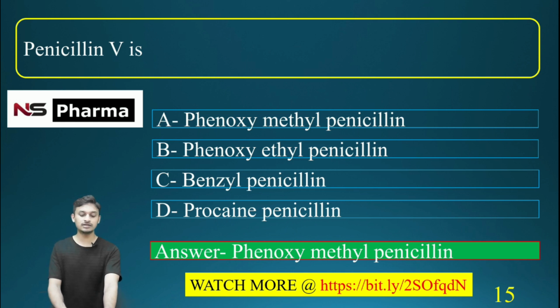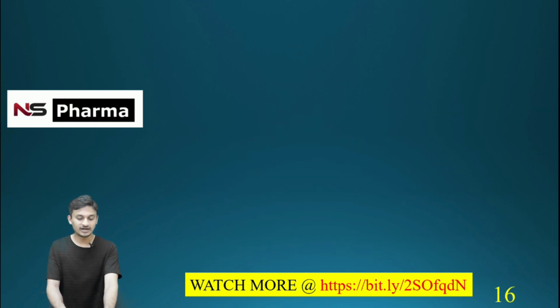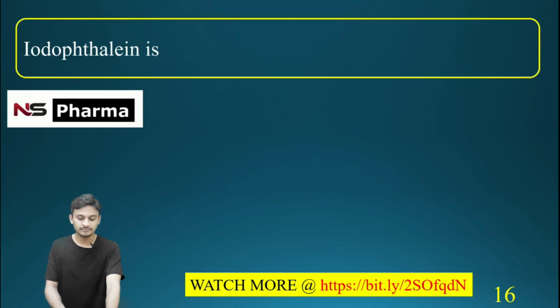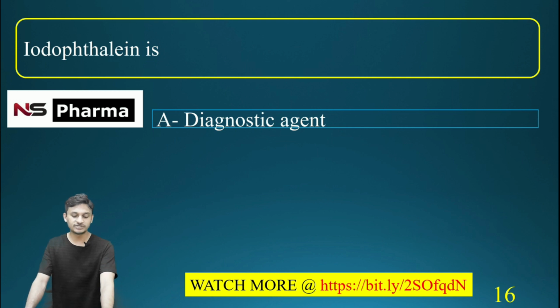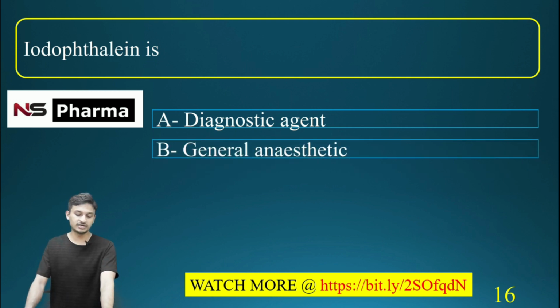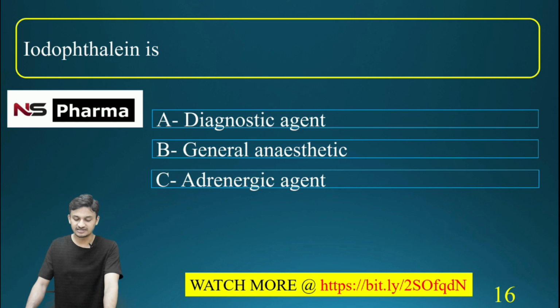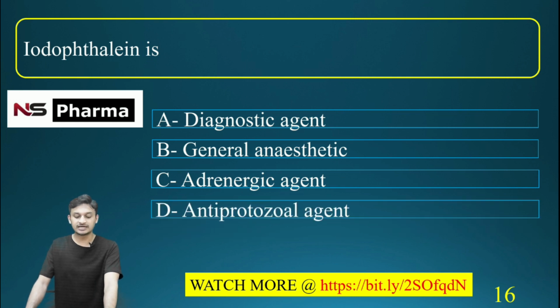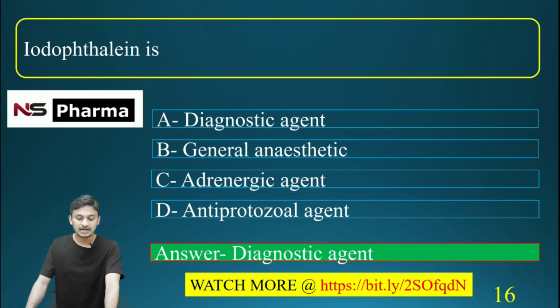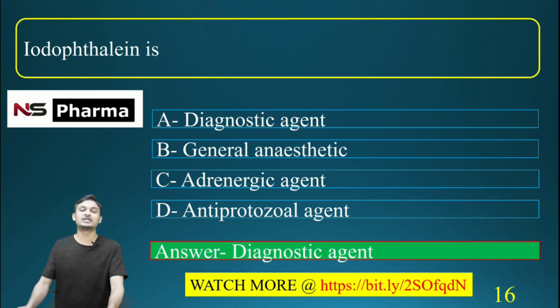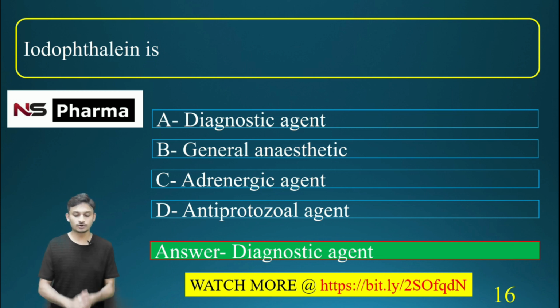Now the 16th question. Iodophthalin is. Options are A, diagnostic agent; B, general anesthetic; C, adrenergic agent; D, anti-protozoal agent. The correct answer is option A, diagnostic agent. Iodophthalin is a derivative of phenolphthalein. So here iodophthalin is a diagnostic agent. We are now moving to the next question.